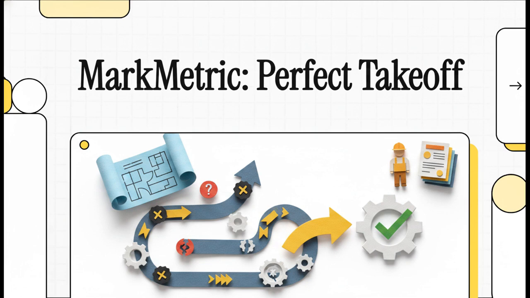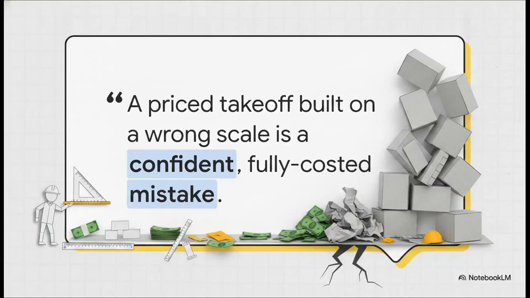We have to start with this brilliant insight straight from the source material. A price takeoff built on a wrong scale is a confident, fully costed mistake. It hits the nail right on the head, doesn't it? It doesn't really matter how good your math is later on. If that initial measurement is wrong, you're literally just confidently predicting a loss. It perfectly highlights the massive financial risks that cascade from just a single tiny measurement error right at the start of the job.